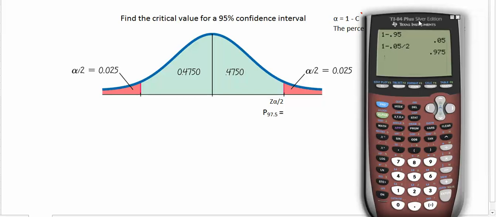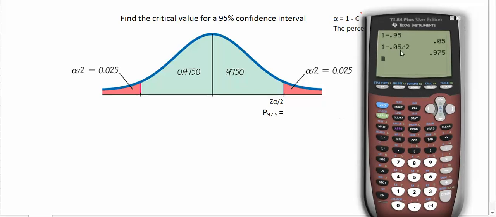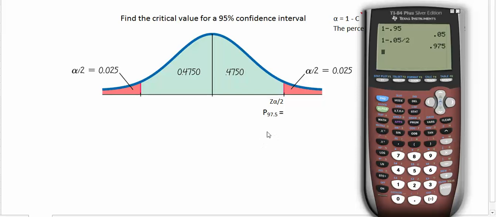Okay, let's get to the calculation. I'll move my calculator right here. What we want to do is use inverse norm. This is a normal distribution with a mean of 0 and a standard deviation of 1. So I want the point along this axis that will give me 97.5% to the left of it in the normal distribution with a mean of 0 and a standard deviation of 1.